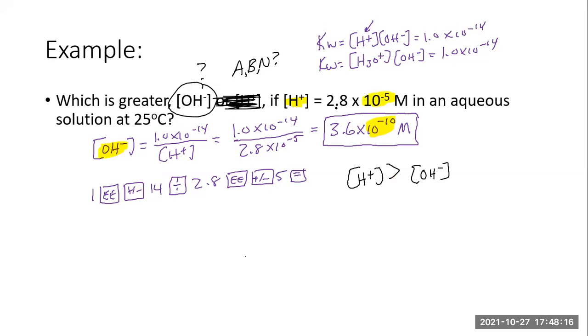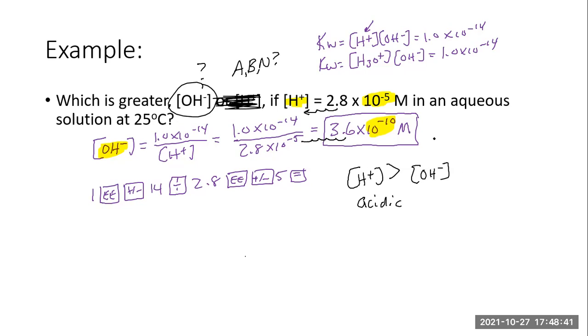Again, the minus 5 means we're only going 5 places this way. The minus 10 means we're going 10 places this way and makes it a much smaller number. And because the H plus part is larger, that means the acid part is larger than the base part, and that makes it acidic here. Any question on that?